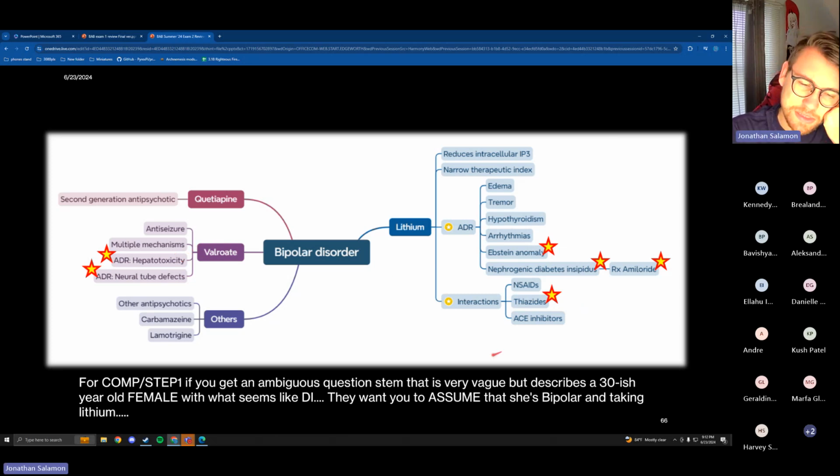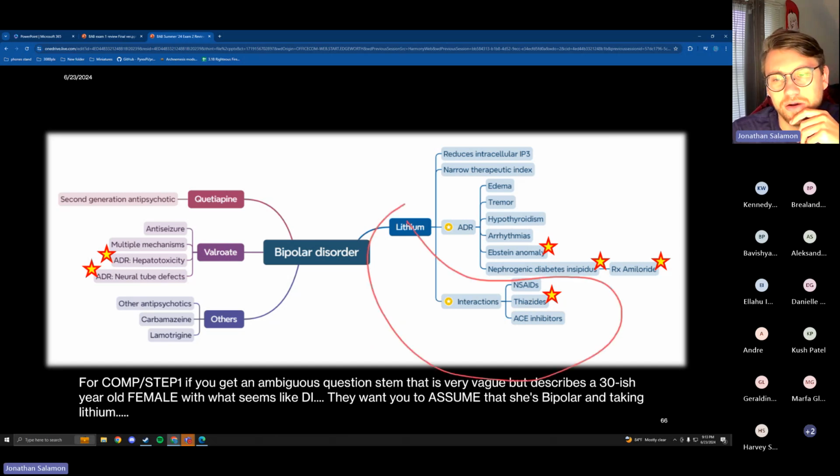And then please do not forget the diabetes insipidus induced by lithium toxicity. If someone has lithium-induced DI and you give them a thiazide, you'll make it significantly worse. Therefore, it should stand to reason that giving ACE inhibitors and thiazides can lead to lithium toxicity. If you get a question talking about this, you treat it with amiloride.